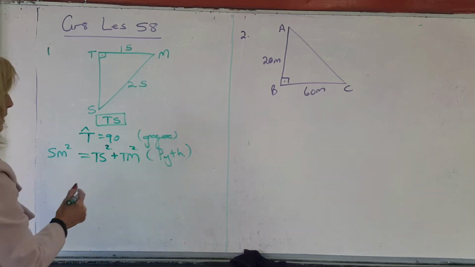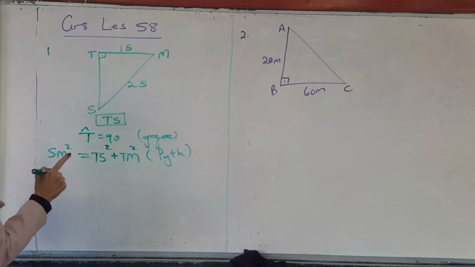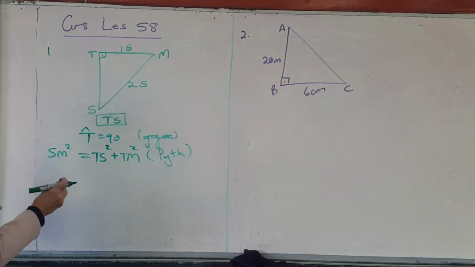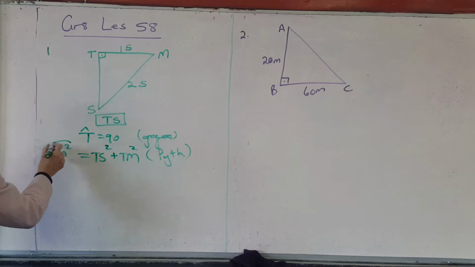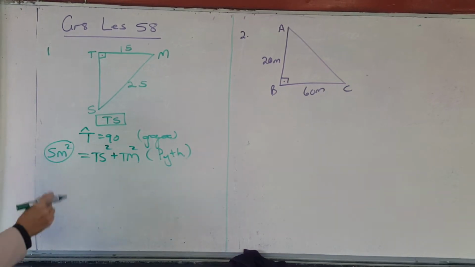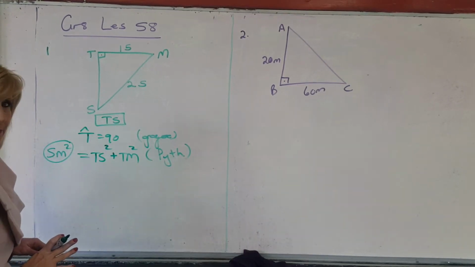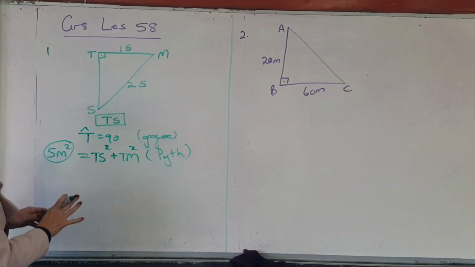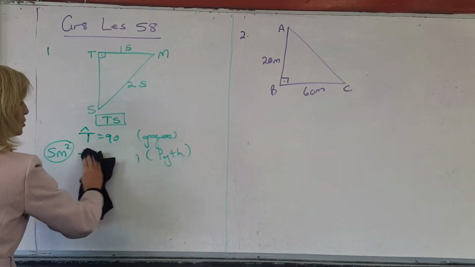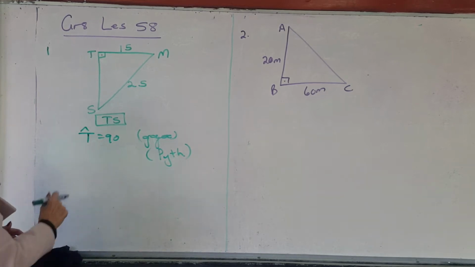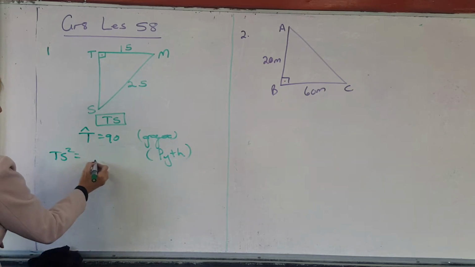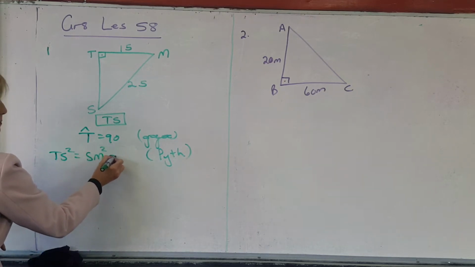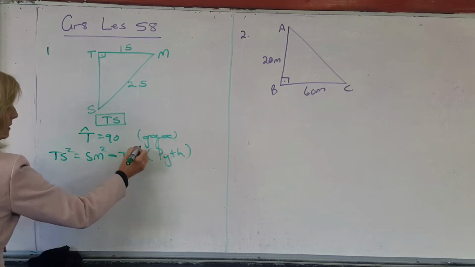Right, now I'm going to substitute. But I told you last time, if I don't want the hypotenuse side, because I have it, then I can make a subtraction sum. You can do either, or we can go for the subtraction sum. That's the one I taught you. So if you want TS, then it will mean the hypotenuse side, which is SM, subtracted the other side, TM.